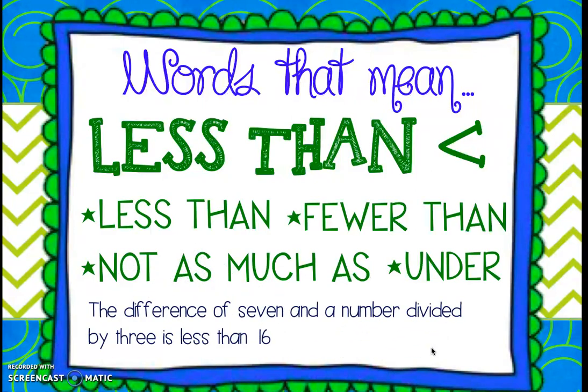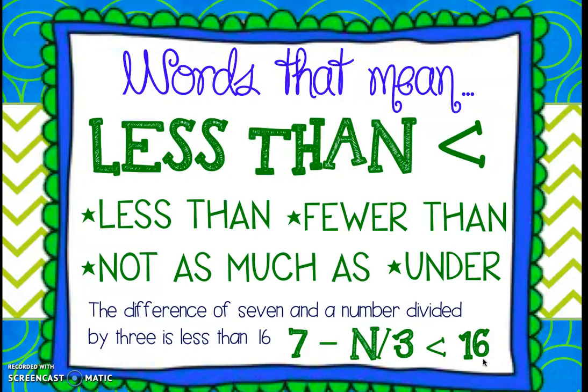So if we just take a look at an example, it says the difference of 7 and a number divided by 3 is less than 16. Okay, so we're going to translate it just like normal, except instead of where we see the word is, we're not going to put an equal sign. It says is less than, so then we would put a less than symbol. We would write the difference tells us we're going to be subtracting 7, a number, divided by 3. And then is less than, instead of our equal sign, 16. Not too much different, except now you're just looking for those words that tell you which inequality you're going to be using.